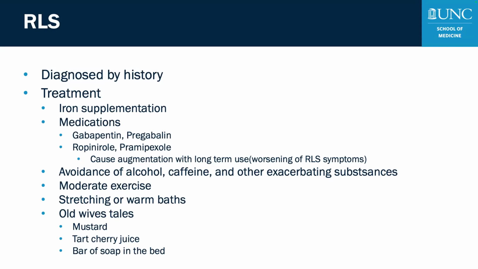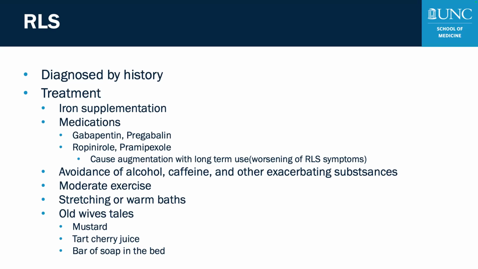The first line are gabapentin and pregabalin. Gabapentin is also called Neurontin, but it's mostly generic now, and pregabalin is also called Lyrica. Those are the first line because they are the most effective and they don't cause something called augmentation. It used to be these other drugs, ropinirole, brand name Requip, and pramipexole, the brand name is Mirapex. These are dopamine agonists.